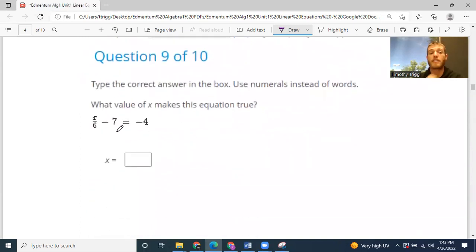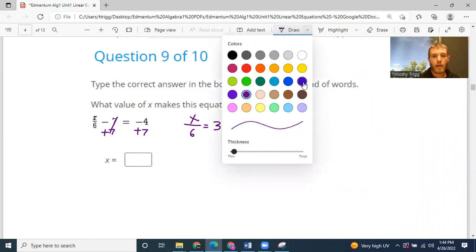Okay. Let's go and solve for X here. What would be my first step? Well, I hope you can see my first step would be to add 7 to both sides of the equation to cancel this 7. That gives us X/6 equals -4 + 7 = 3.